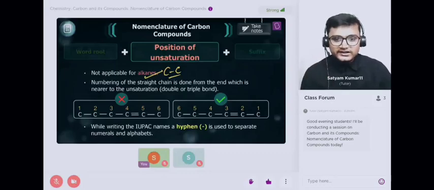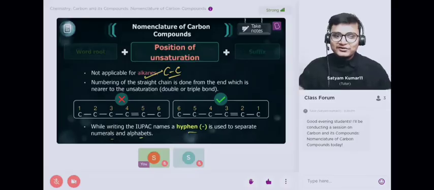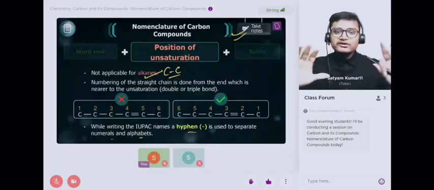Now, while writing the IUPAC names, a hyphen is used to separate numerals and alphabets. So if you want to separate numerals and alphabets, we need to put a hyphen. These are simple, basic rules that we are going to implement while writing the names of different carbon compounds. You can take down the notes. We're going to see a lot of examples.